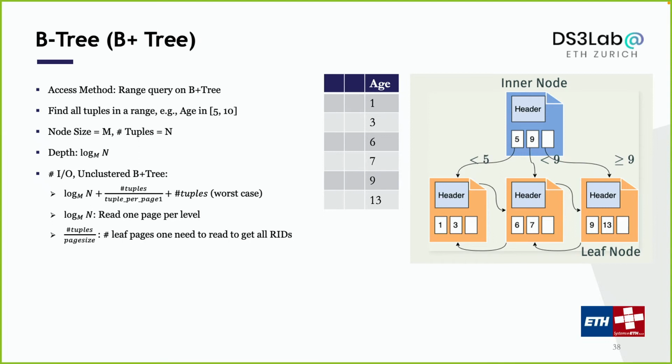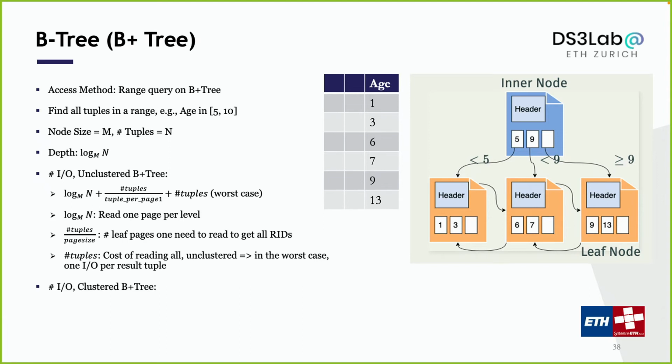And then the third term is actually, in the worst case, every single tuple I'm returning, I need to fetch the actual data. And in the worst case, those data are going to be scattered inside my relation, so for every single tuple I need to fetch, I incur another I/O. So this is the worst case cost of supporting this access method using an unclustered B plus tree.